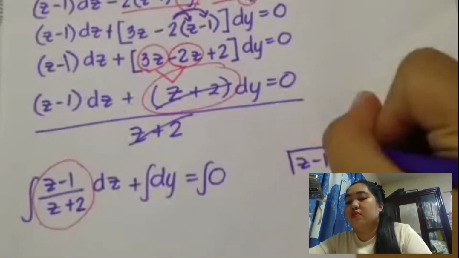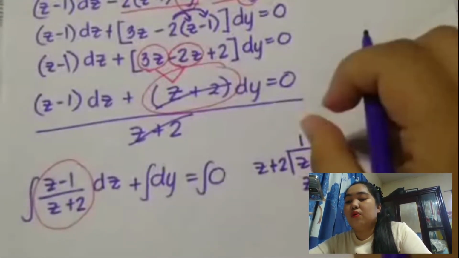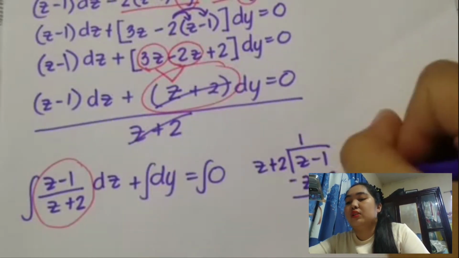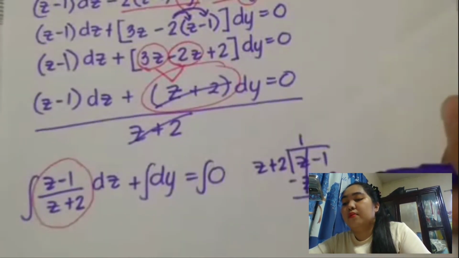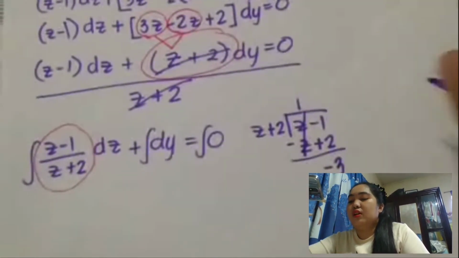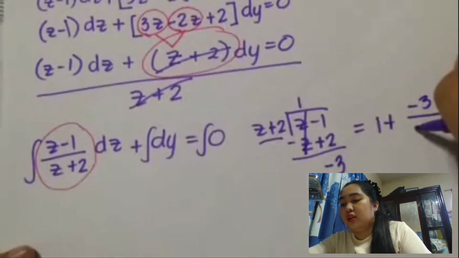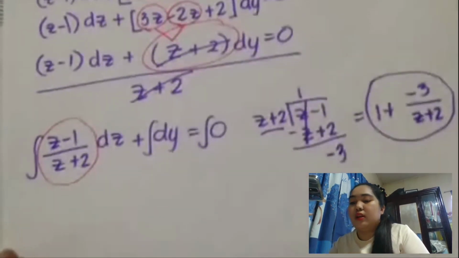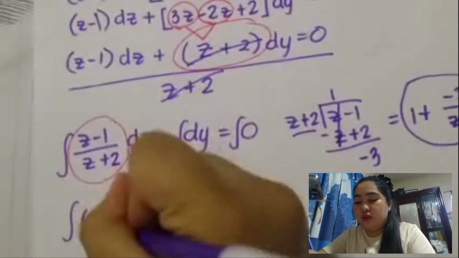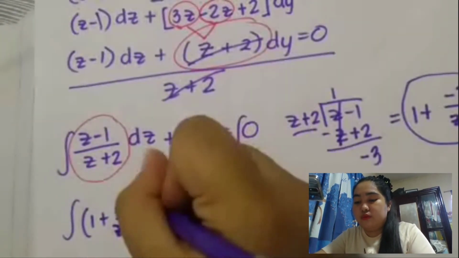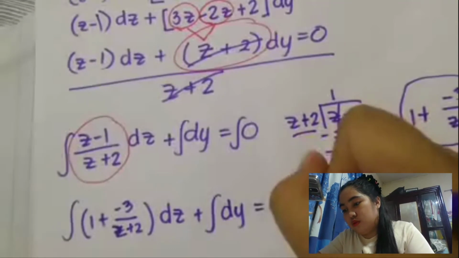z - 1 divided by z + 2. So, 1 times z, 1 times 2, minus natin siya, cancel, negative 1 minus positive 2 is negative 3. So, ang magiging sagot ko is 1 plus negative 3. Tapos yung denominator na is z + 2. So, i-write lang ulit natin. (1 + (-3)/(z + 2)) dz plus integration of dy is equal to 0.